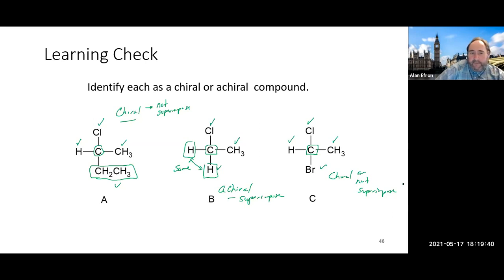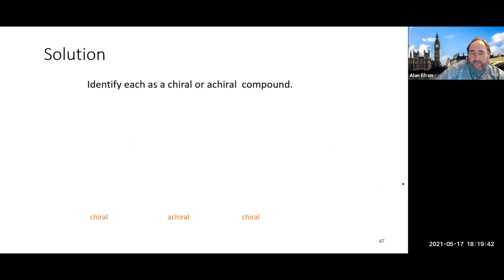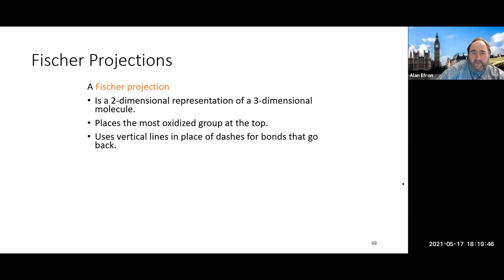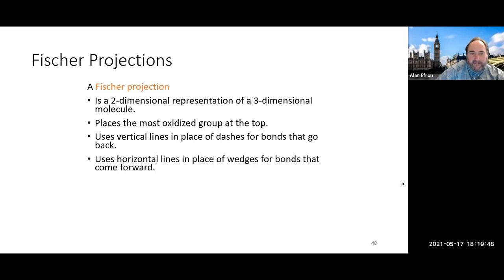So sometimes we represent carbohydrates and so forth using what are sometimes referred to as Fisher projections. It's a 2-dimensional representation of a 3D molecule. We place the most oxidized group up on top. We use vertical lines in place of dashes for bonds that go towards the back. We also use horizontal lines in place of wedges for groups that come forward.